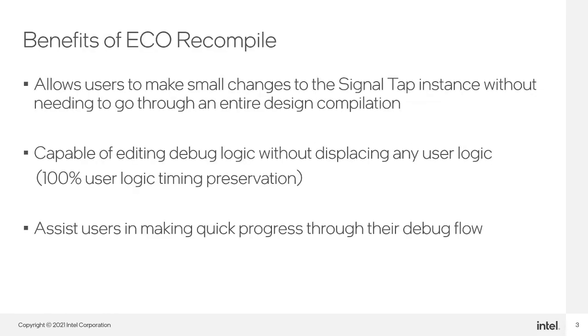Utilizing the ECO flow allows users to make small changes to the SignalTap instance without needing to go through an entire design compilation. For large designs, this can make a significant impact on the speed at which users can debug their issues. Additionally, ECO recompiles are capable of editing debug logic without displacing any of the user logic. This means 100% user logic timing preservation throughout ECO recompiles. Overall, this will assist users in making quick progress through their debug flow and solving their debug issues.